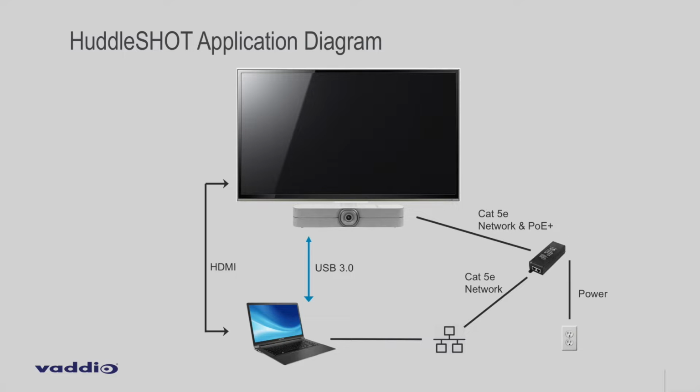Imagine the table here in this installation, but it's pretty simple. It's USB to whatever computer you bring in, whether that's a dedicated computer or a laptop, like in this diagram here. Yep. You know, the HDMI from the computer to your monitor so you can see your conference. And then really the other connection to the HuddleSHOT is the Cat5 for the network connection and PoE+.